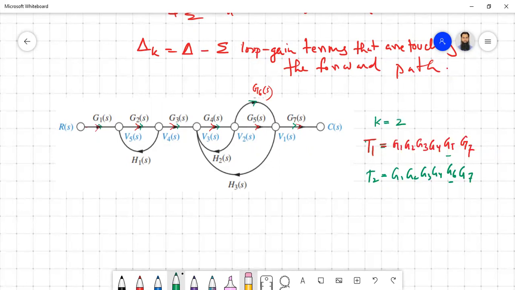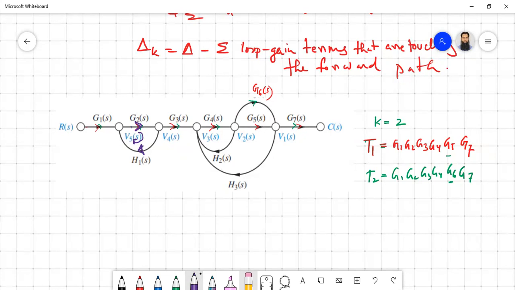Now loop gain. What is loop gain? First, the definition of a loop should come. A loop is formed by starting from one node and following the arrows. If you come back to the same node without repeating nodes, just once through each node, that is a loop. So this is following this arrow, you're coming back here. So this is one loop. The gain of this one is known as loop gain.